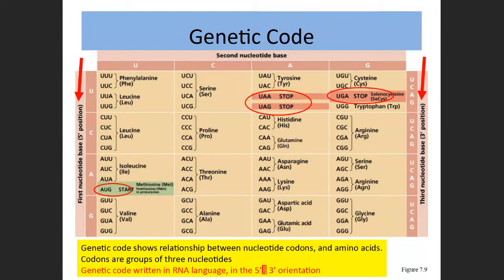So when the cell finds UUU together in a messenger RNA, it knows that tells the cell, here's where you have to put an amino acid called phenylalanine. UUC also means phenylalanine. UUA, UUG means leucine. And actually, leucine is also CUU, CUC, CUA, and CUG. So some of these amino acids have more than 1 codon that accounts for their translation. So that's the genetic code that we're going to use to translate.